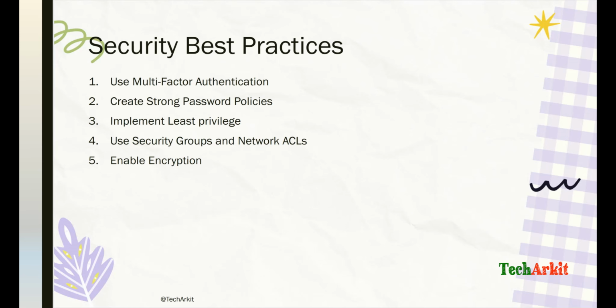Enable encryption. Encryption might be in transit or at rest. While you are transferring data from one location to another, you should use an encryption method, like HTTPS, SSH, FTPS, or something like that. Then the data is secured in transit, and at rest the data should be encrypted as well. If somebody steals your data, they should not be able to see it. Encryption protects your data from unauthorized access.